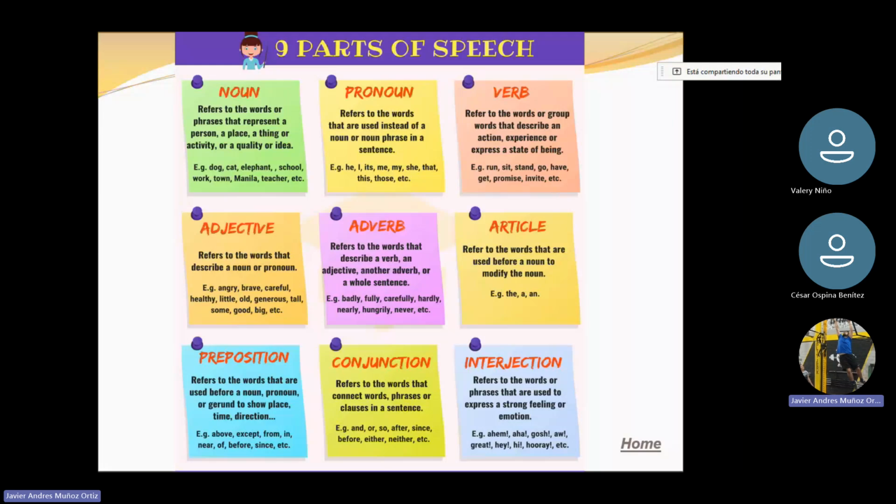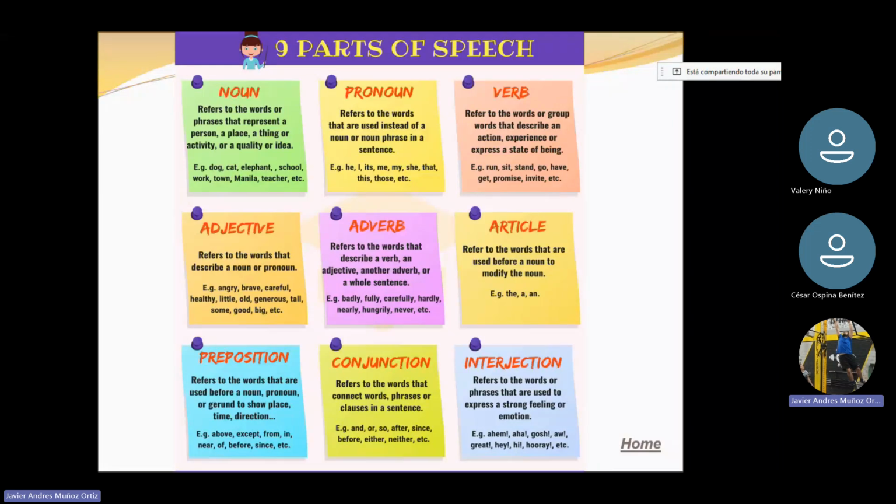A pronoun, what is a pronoun? A pronoun replaces a noun. So instead of saying Mariana, Christian, and I, we could say we, for example. What is a verb? A verb is an action. So create, believe, drink, walk, run, and so on.